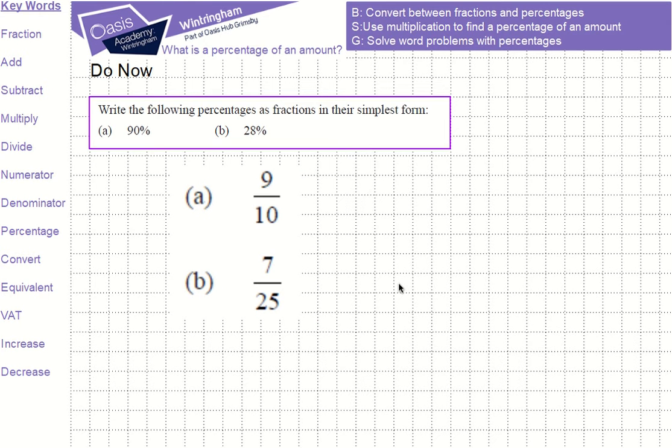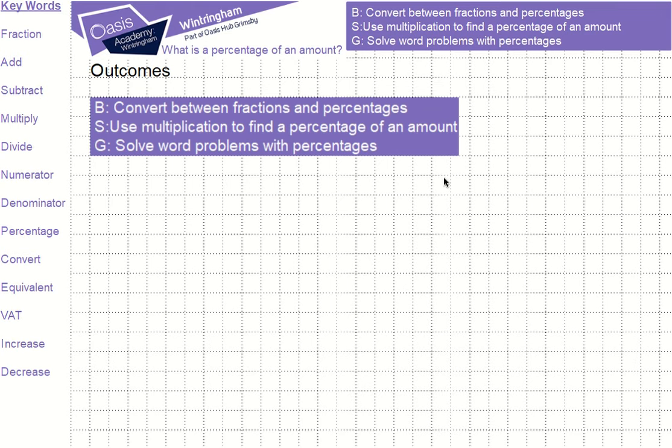Here's the answers. Part A was 9/10 and part B is 7/25. The outcomes for today: we're going to look at converting between fractions and percentages, a bit of revision from last lesson. Silver, we're going to use multiplication to find a percentage of an amount. And gold, you're going to use that to solve some worded problems.